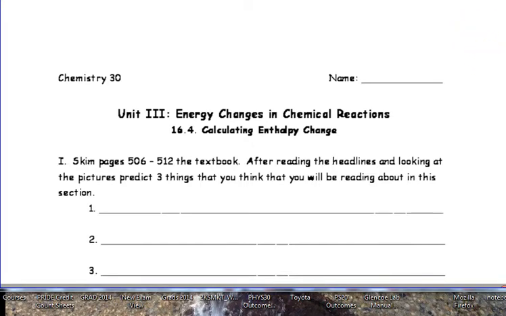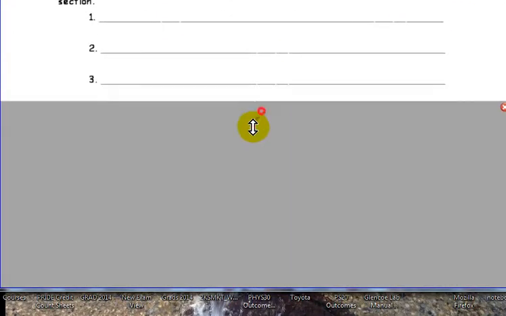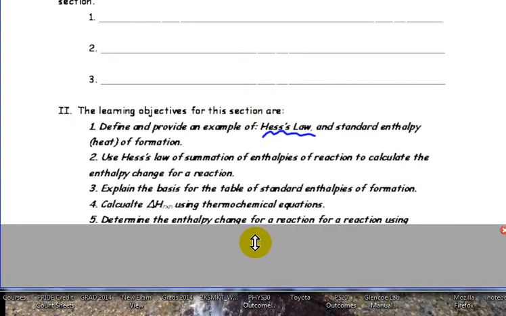Welcome back, Chemistry 30. This is booklet 16.4, Calculating Enthalpy Change. It corresponds to pages 506 to 512 of the text. And here we'll be looking at Hess's law and standard enthalpy heats of formation.